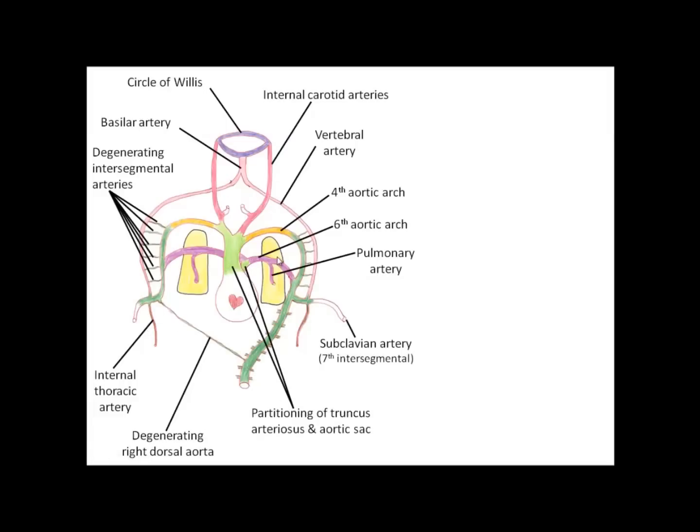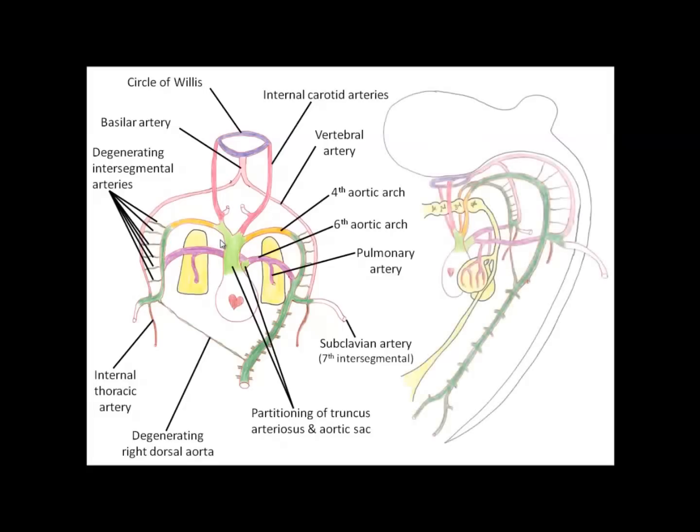And at the same time as the lungs are getting their blood supply, the heart is beginning to partition the great vessels. So the aorta and the pulmonary trunk are coming into existence as the truncus arteriosus grows some ridges in between to make those vessels segregate and associate only with the left ventricle in the case of the aorta and the right ventricle in the case of the pulmonary trunk. Here's a view from the side.